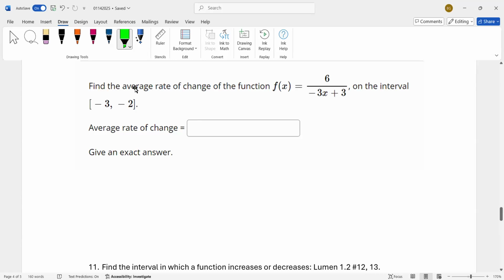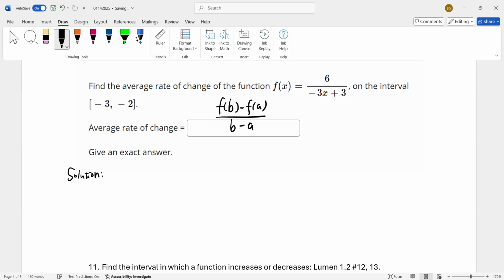So in this case, we are looking for the average rate of change of this function. It is given, f of x, right? This function. On what interval? Over this interval from -3 to -2. Okay? So let's process this problem. f of x is given, and the average rate of change of the function over interval [a, b] is f of b minus f of a all over b minus a, right?